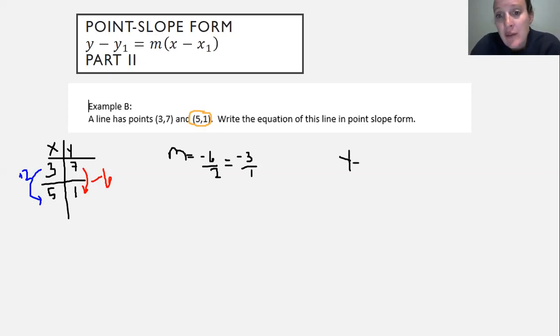I'm just going to pick (5, 1). So I get y minus 1 equals -3 times x minus 5. And there it is. You're done. That's all you have to do.